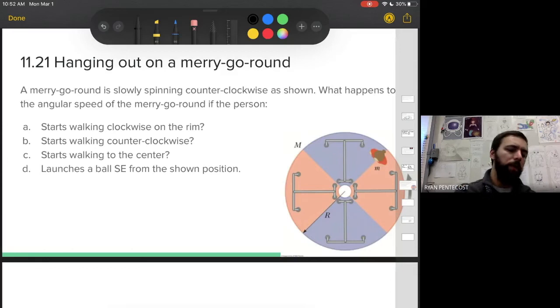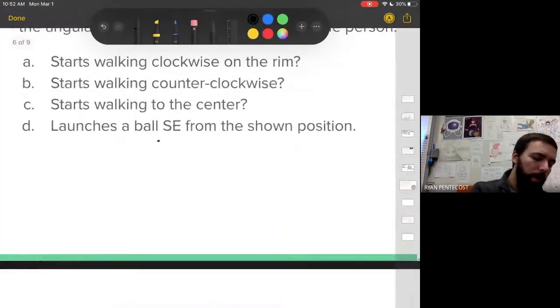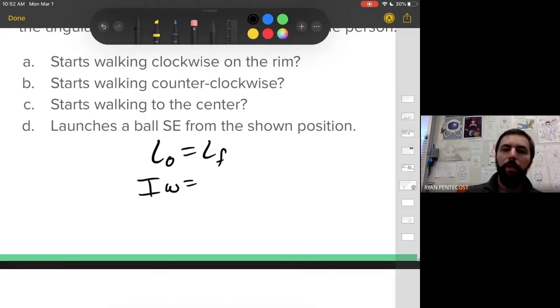Part C says, what if the person starts walking to the center? That's a very similar concept to what we've already talked about. If angular momentum is going to be conserved, we have the same idea: if this person starts walking towards the center, there is this mass that is now decreasing its radius, which means that you're going to decrease your moment of inertia and increase your angular speed.